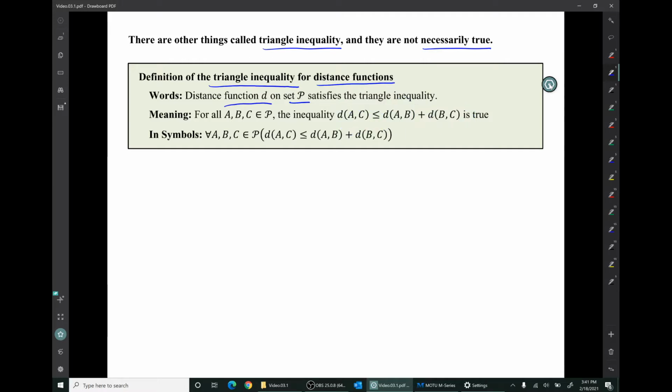Now, from way back, you've probably heard something like this, that the shortest distance between 2 points is the length of the line segment that connects those 2 points. That's embodied in this inequality. That can be visualized in the following way.